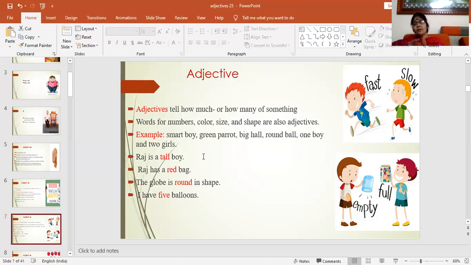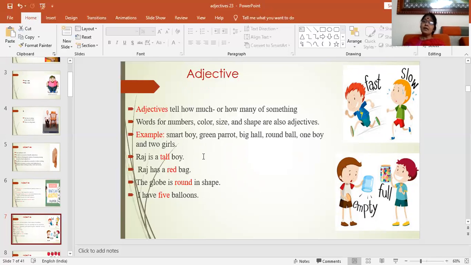But I'm giving you a little more information by saying round ball or one boy and giving you the number, two girls. So they talk about numbers. They're words that we use to tell numbers, the words that we use to tell colors, size, shape, all these are also called adjectives.